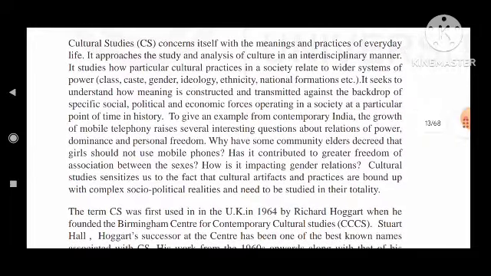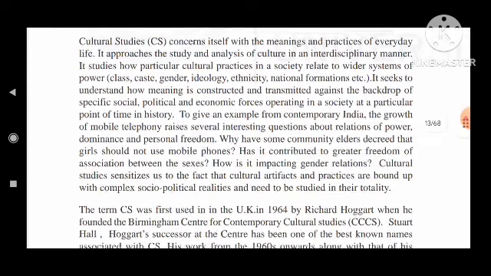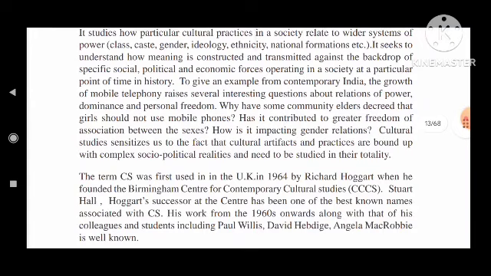Cultural studies concerns itself with the meanings and practices of everyday life. It approaches the study and analysis of culture in an interdisciplinary manner. It studies how particular cultural practices in a society relate to wider systems of power, class, caste, gender, ideology, ethnicity, national identity, etc. It seeks to understand how meaning is constructed and transmitted against the backdrop of specific social, political, and economic forces operating in a society at a particular point of time in history.